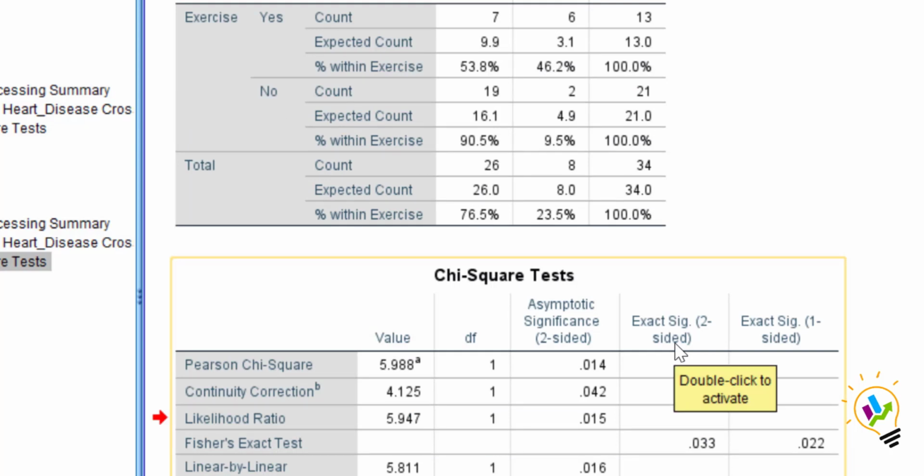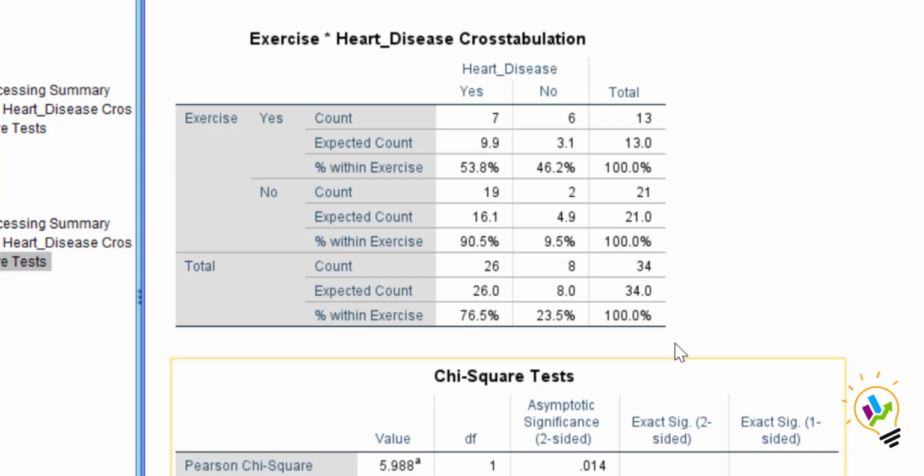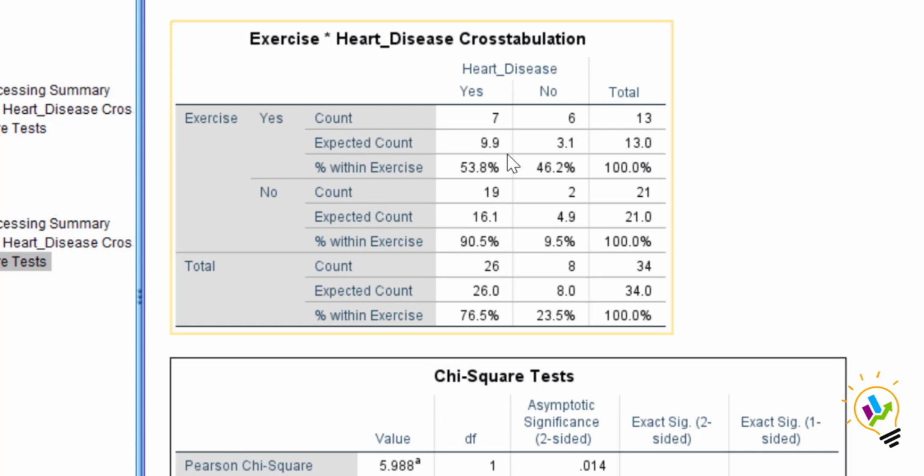Why are we using the exact test in place of the chi-square test? Because the expected count must not be less than 5. If it is less than 5, then you must use Fisher's exact test.